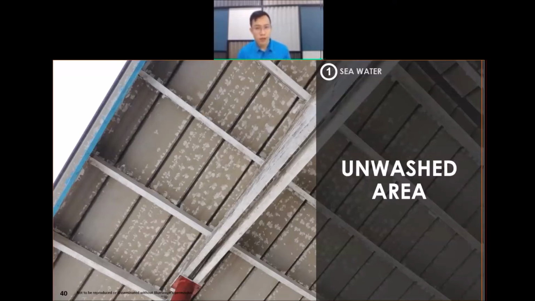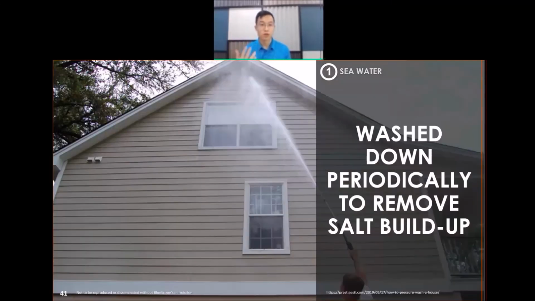So the way to prevent deterioration due to seawater on unwashed areas would be to have a periodic wash down on these unwashed areas. The point of doing so is to prevent or reduce the salt build-up on these areas. By doing so, you minimize or reduce the salt accumulation. And yeah, that is the first point.